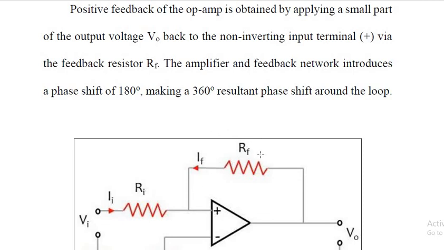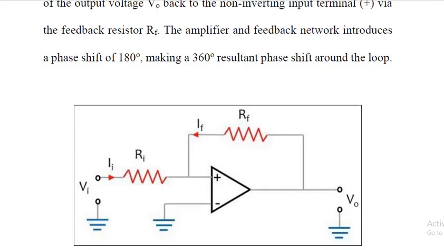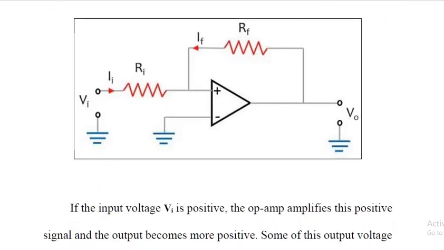RF. And in this feedback, the amplifier and the feedback network each introduces a phase shift of 180 degree, making a 360 degree resultant phase shift around the loop. Okay. So in the case of positive feedback, the amplifier and the feedback network each introduces a phase shift of 180 degree. So the total is 360 degree. Hence the output voltage is in phase with the input voltage. There is no change. Okay. The output signal is in phase with the input signal.